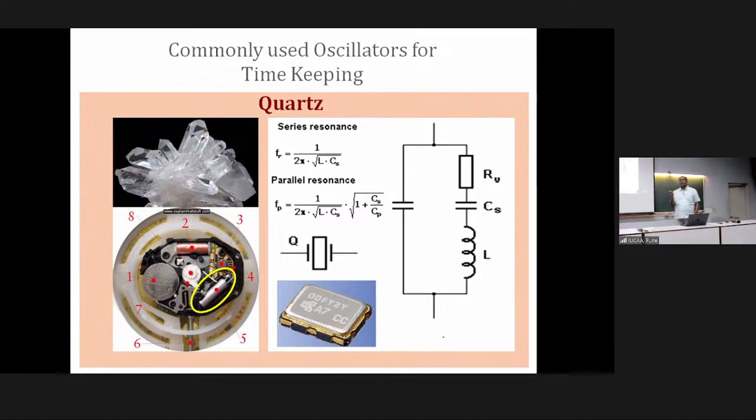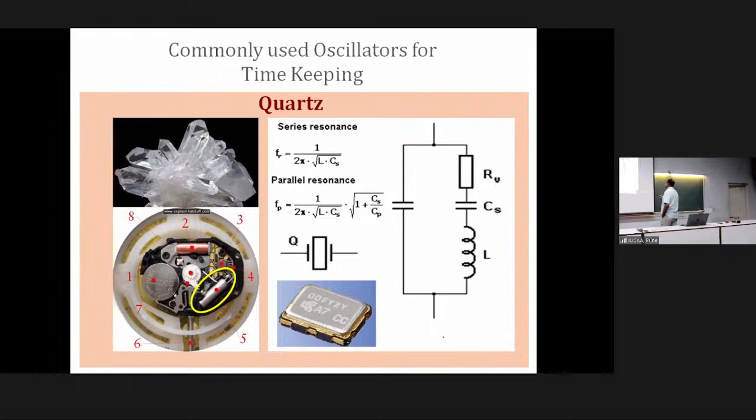If you apply some voltage, the dimension of the crystal changes in the direction where you apply the voltage. Now, if you apply an AC voltage, this dimension will expand and contract, and that becomes an oscillator. And that is used basically in all of our wristwatches.